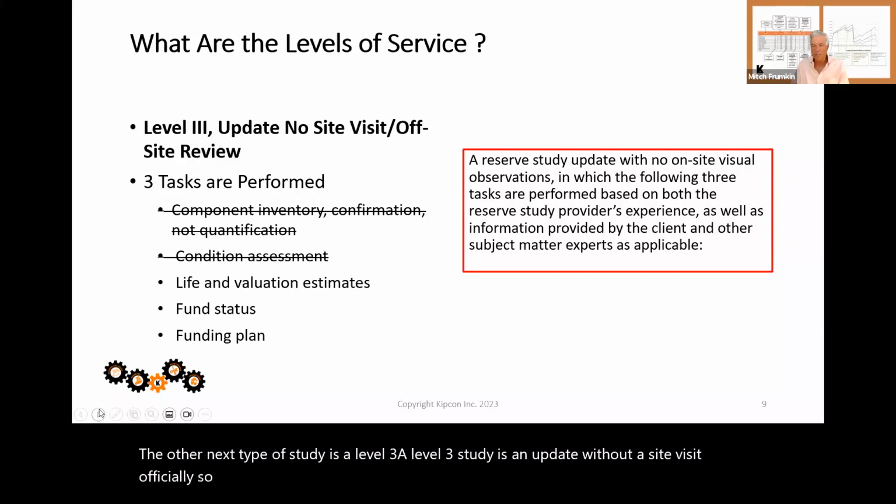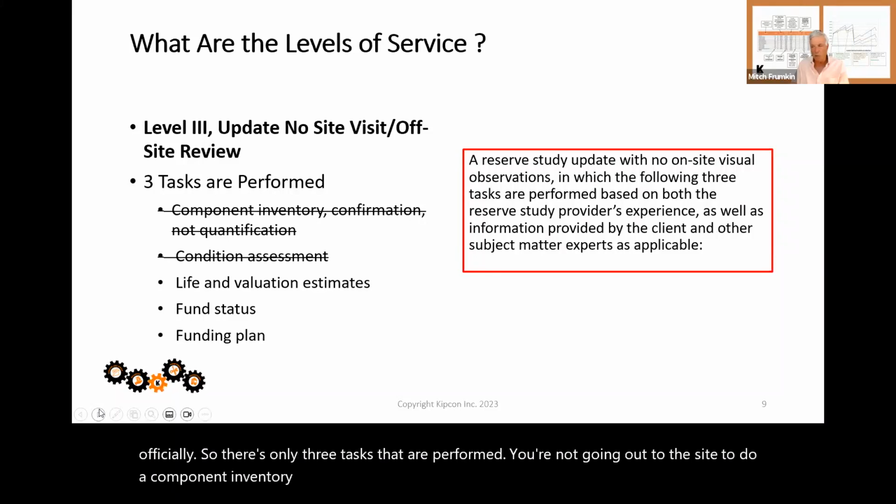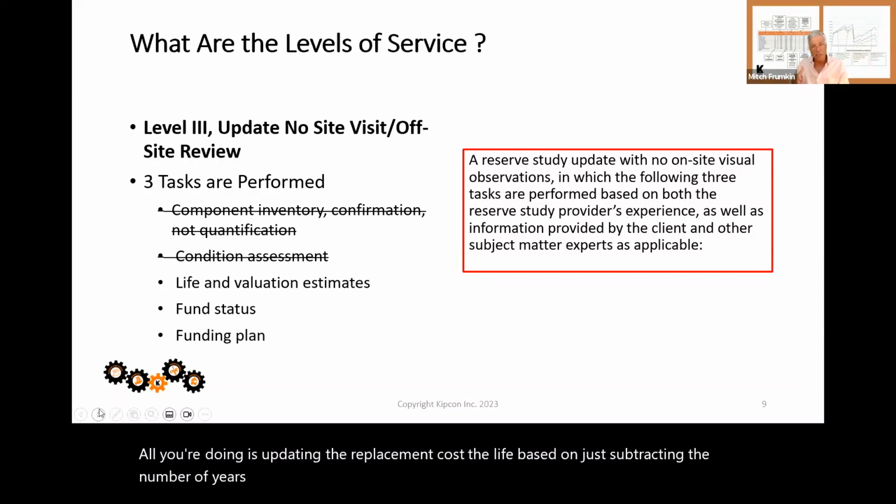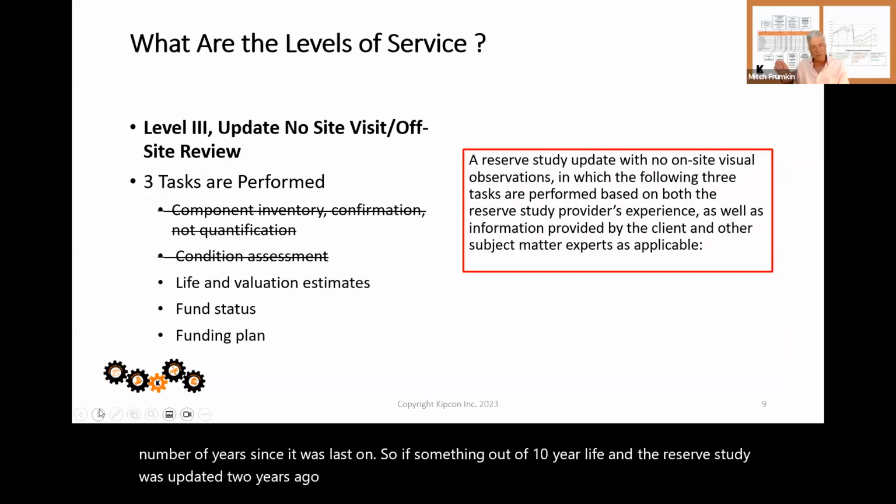So there's only 3 tasks that are performed. You're not going out to the site to do a component inventory. You're not confirming any quantities. You're not doing a condition assessment. All you're doing is updating the replacement cost, the life based on just subtracting the number of years since it was last done. So if something had a 10-year life and the reserve study was updated 2 years ago, this is another term is paper update.